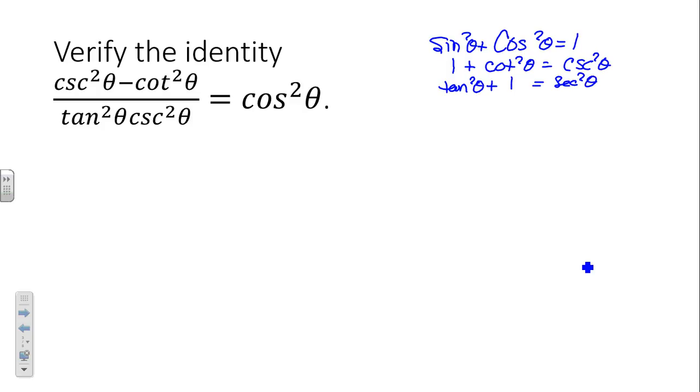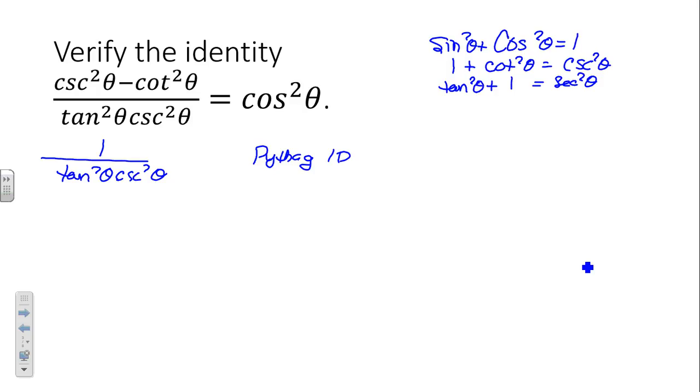Okay, so first thing we're going to do is decide which side looks more complex, and obviously it's the left side. So where do we want to start? On the top. What does the top look like to you? A 1, because if we get the cosecant squared minus the cotangent squared, we have a plain old 1. Okay, so this is nothing more than a Pythagorean identity. Okay, I like it.